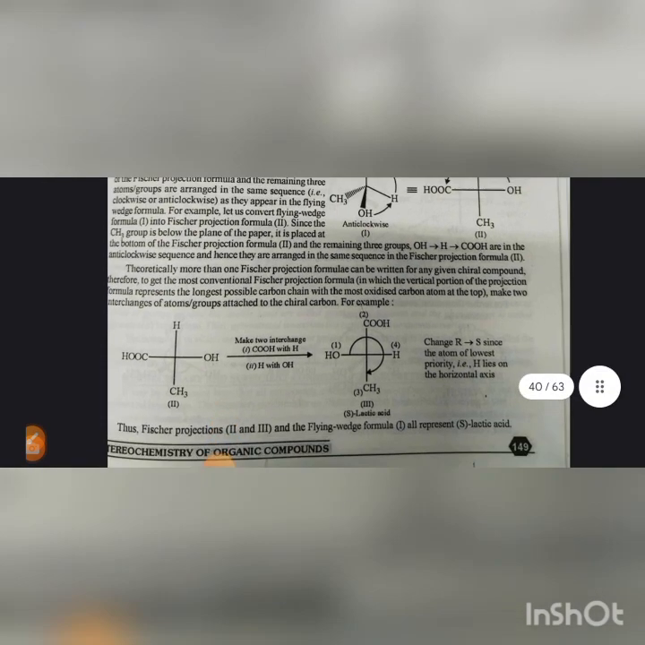Since the CH3 group is below the plane of the paper, it is placed at the bottom of the Fischer projection formula, and the remaining three groups, OH, H and C2H5, are in anti-clockwise sequence, and they are arranged in the same sequence in the Fischer projection formula, as shown in figure number 2.